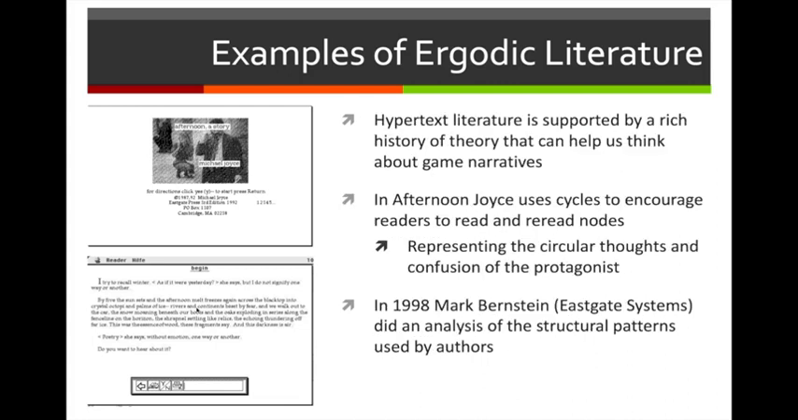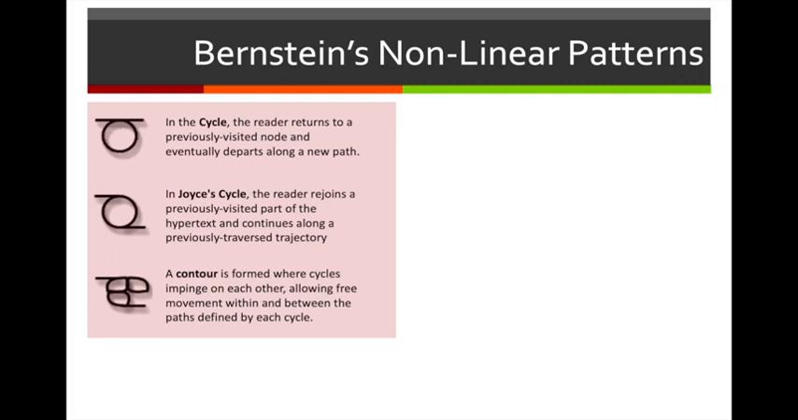Hypertext literature has actually been around for three decades. So there is a lot of work on understanding how it functions, and that work can be really useful to understand how narrative works within games. In 1998, for example, Mark Bernstein, who runs Eastgate Systems, did an analysis of the structural patterns used by hypertext authors. He talked about cycles, where the reader returns to previously visited items of the narrative and then eventually departs along a new path.